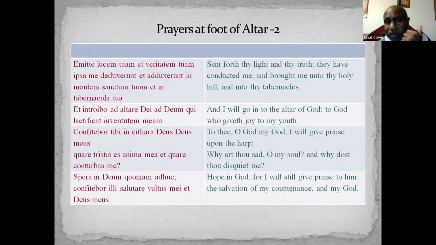So I want to do the past tense and then perhaps the imperative, because it's very simple and the imperative appears in many places. So lucem is lux, lucis, light. Veritatem is veritas, veritatis. Montem is mons, montis. Tabernacula, tabernacula. Altare, there's altar again. Deum, we've done. Juventutem, youth. Tibi, citharā, a harp.